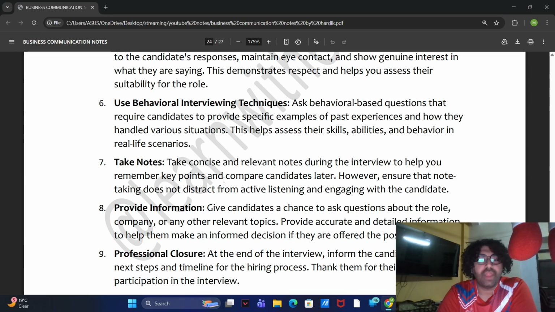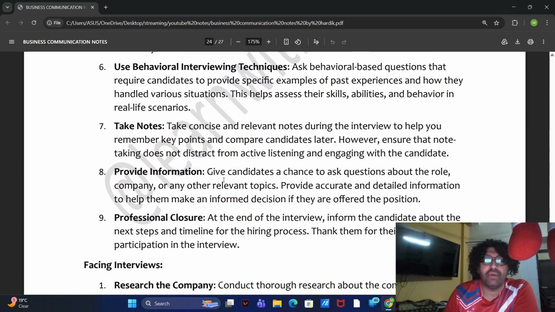Take notes. Take concise and relevant notes during the interview to help you remember key points and compare candidates later. However, ensure that noting does not distract from the active listening and engaging with the candidate.